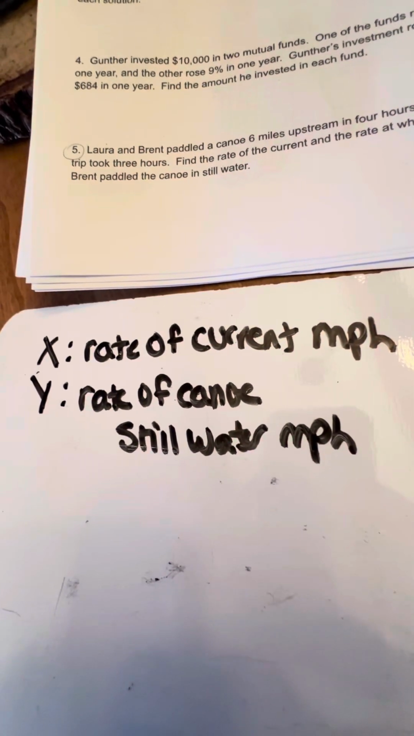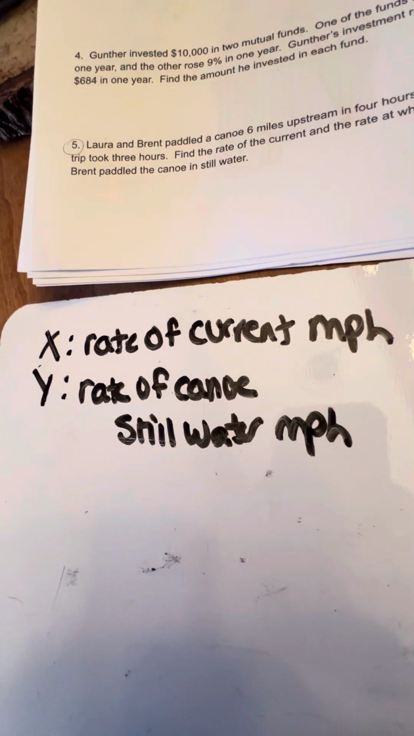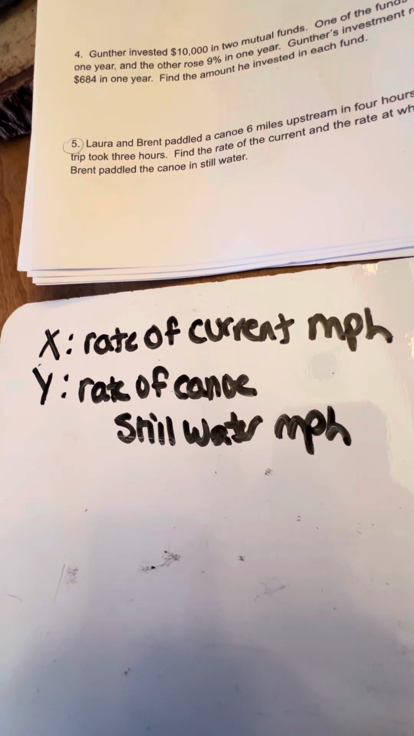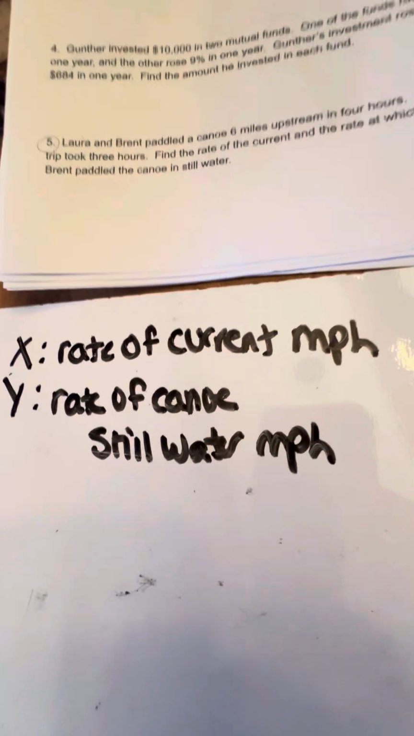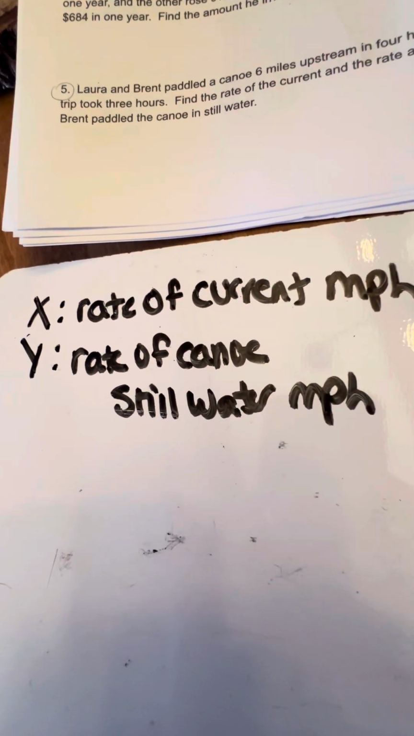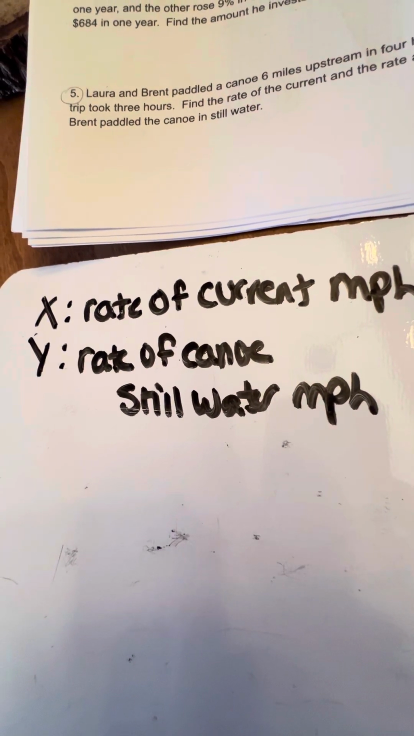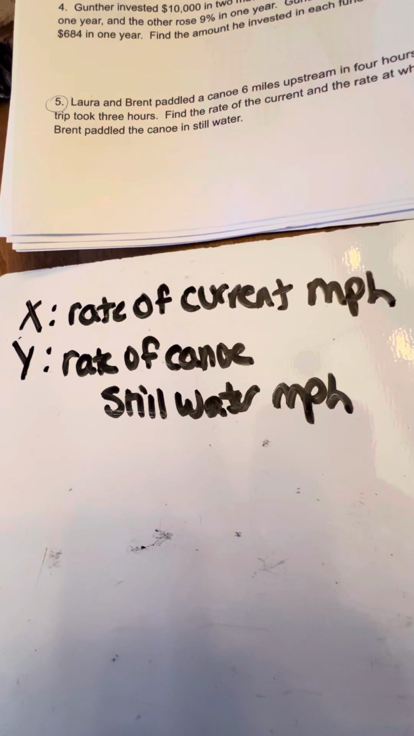So we have our X, which is the current of the water, and then we just called Y the rate of the canoe's miles per hour in still water. So when you're thinking about these, again, it doesn't really matter which one is which. It totally is whatever you feel like putting, unless it specifies. But since this one doesn't, we're just going to do this, but you can always switch around if you wanted to.